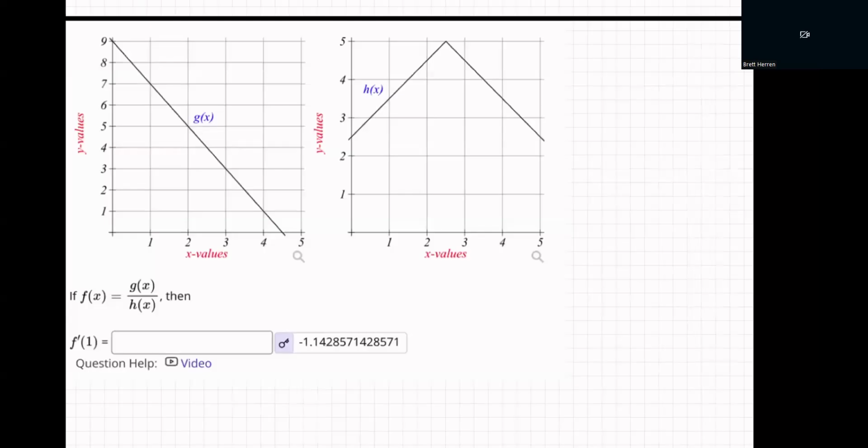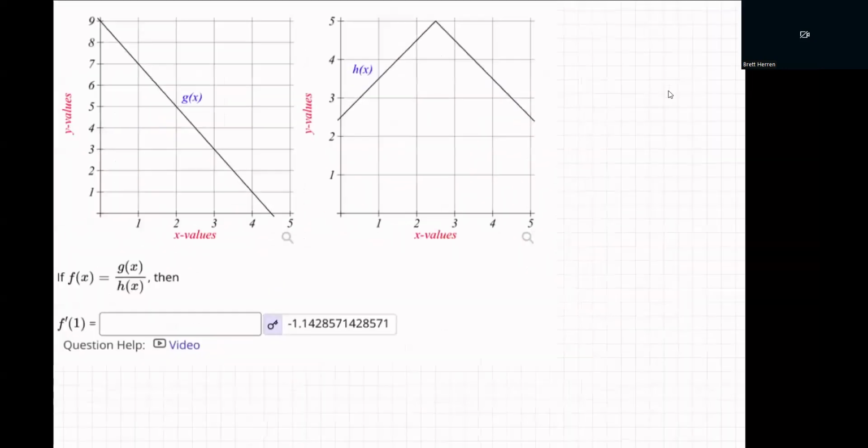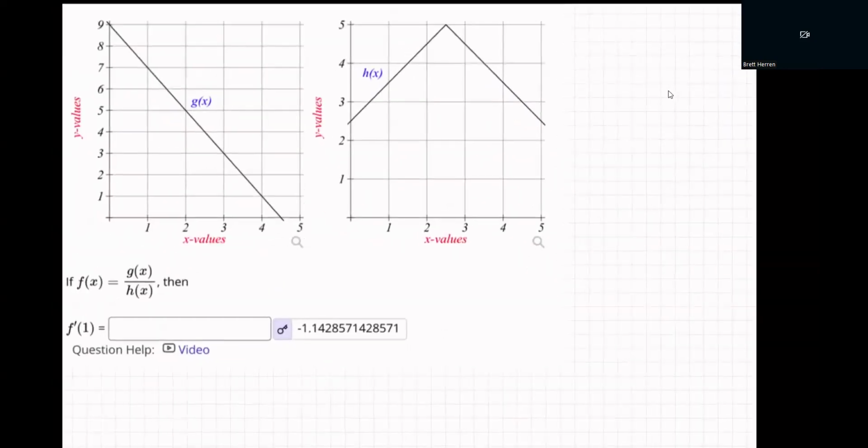This one has some graphs, couple graphs, g and h, and then it's got a function f, which is g over h, and it asks us for f prime of 1. It's kind of interesting, strange question. How do we do that?